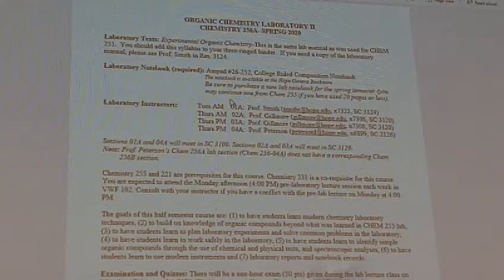You need a new lab notebook if you have used more than 20 pages of the current lab notebook that you're in. If you started a new notebook last semester and used less than 20 pages, you can keep going with that notebook this semester. Okay.